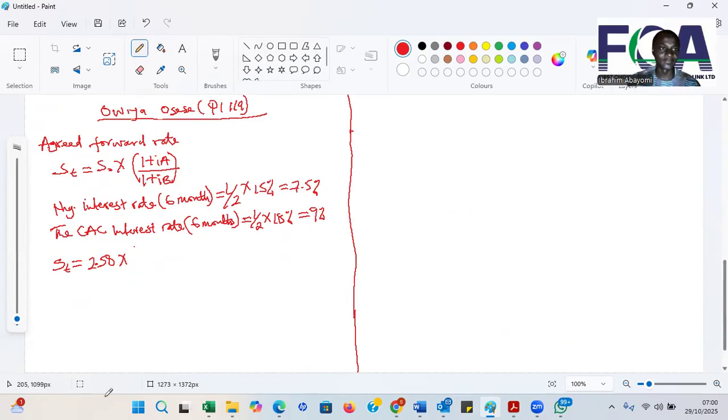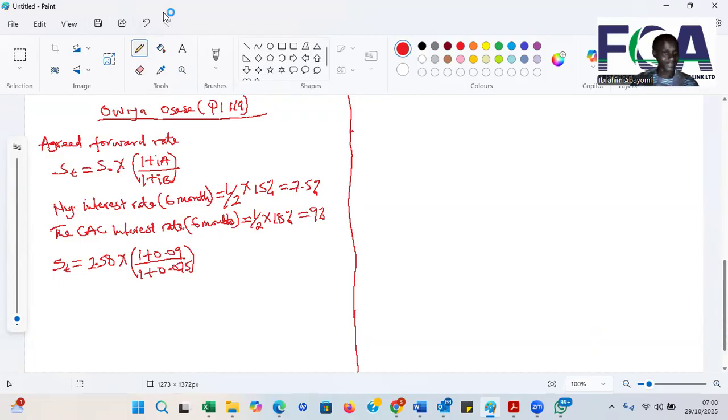So we're going to have this in brackets: 1 plus 0.09 divided by 1 plus 0.075. That is the Nigerian interest rate.